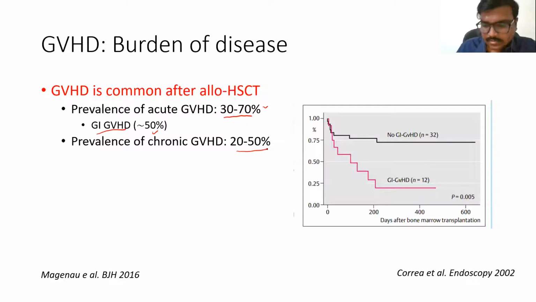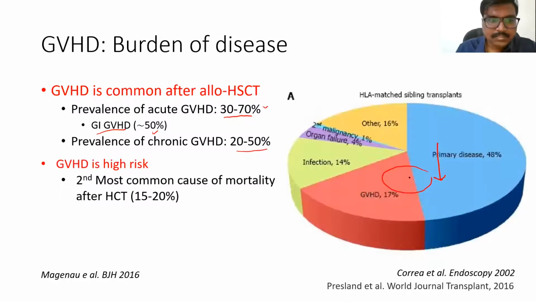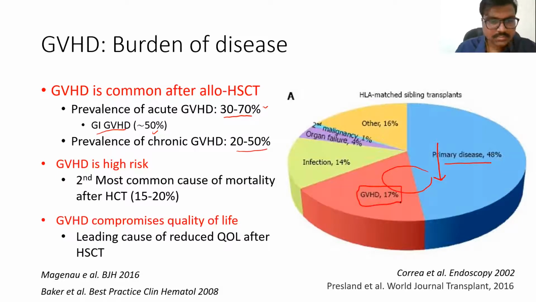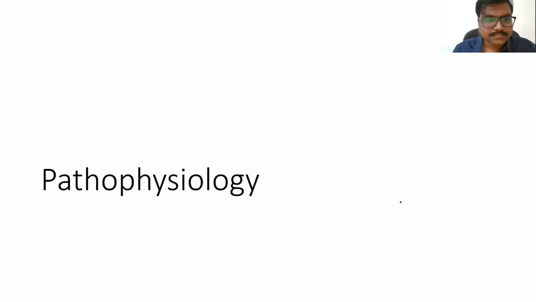And presence of GI GVHD itself reduces the survival. So GI GVHD leads to increased mortality compared to non-GI. And GVHD as such is a very common cause of mortality. After relapse of the disease, this is the second most common cause of mortality in patients undergoing stem cell transplant. Not just mortality, it leads to significant morbidity. It has been shown to reduce the quality of life as well. So it is a fairly common disease and a very important disease.